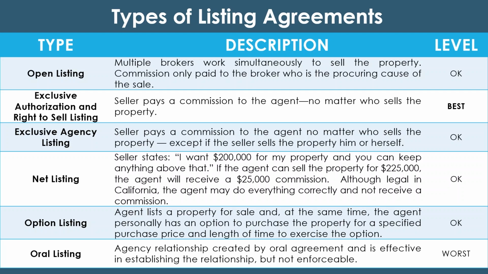exercise that option. Now, an oral listing, this is the worst one, because an agent relationship is created by oral agreement and is effective in establishing the relationship, but it's really hard to enforce in a court of law. So really not a good one to do. And so you want to have it in writing for a listing agreement.